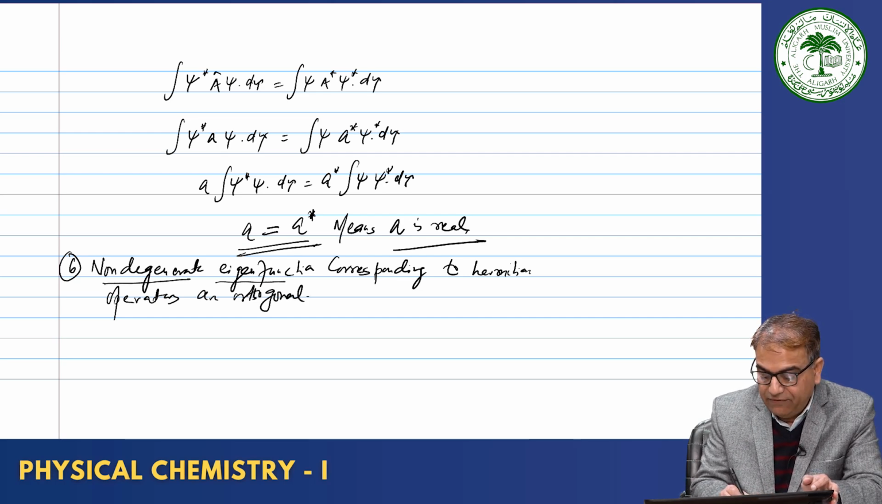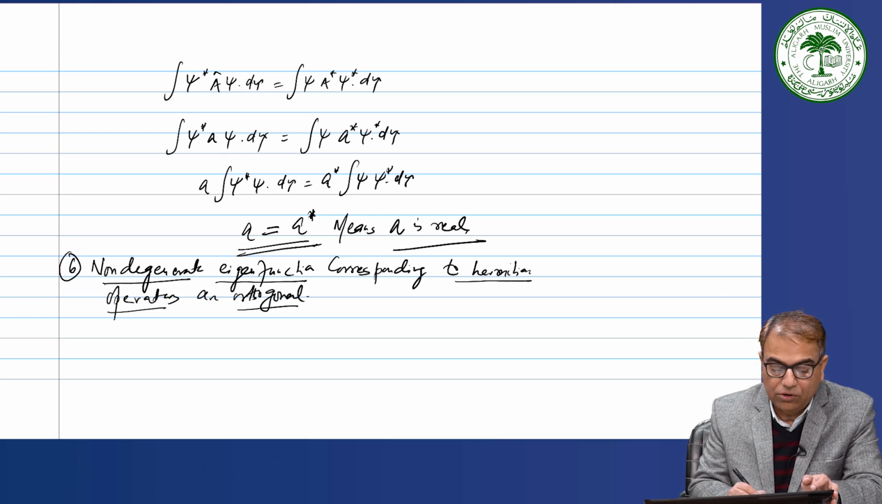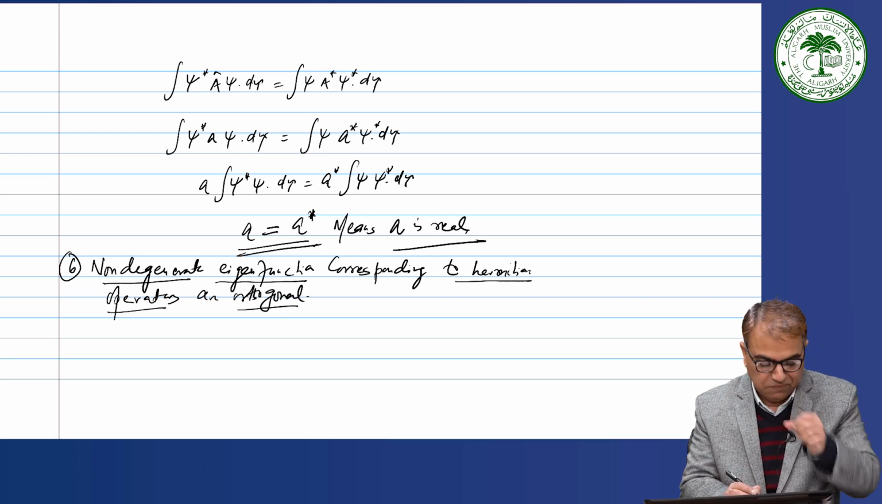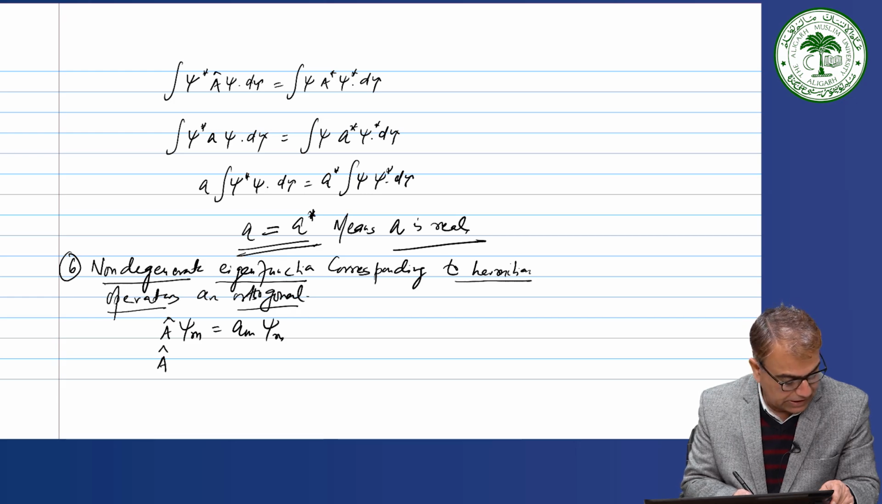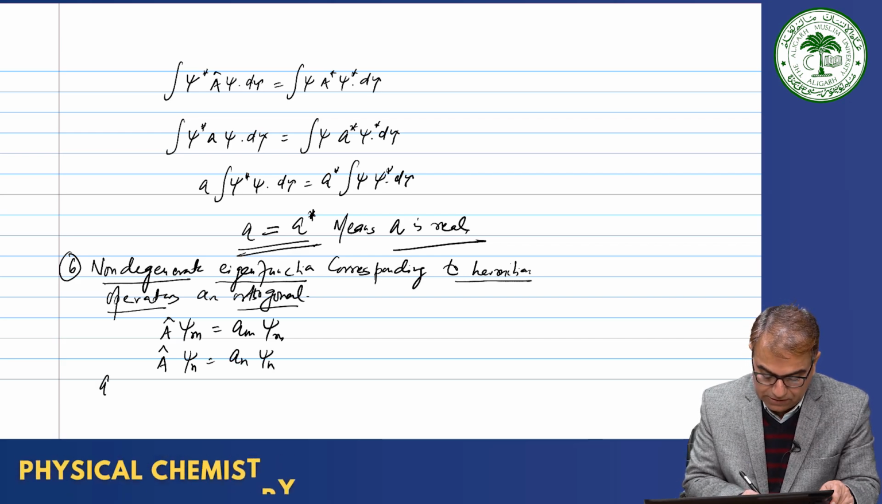Non-degenerate eigenfunctions of corresponding Hermitian operators are orthogonal. What does it mean? It means that if you operate with an operator on a function psi m so that you get A m psi m, and if you operate with the same operator on a different wave function psi n and you get A n psi n, A m is equal to A n, then it is degenerate.